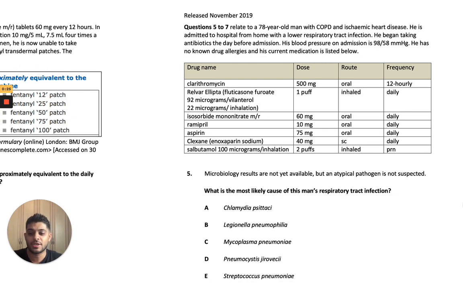A very interesting question, which answers a lot of questions in relation to whether you need to know the common causative organisms, whether you need to have an understanding of microbiology.